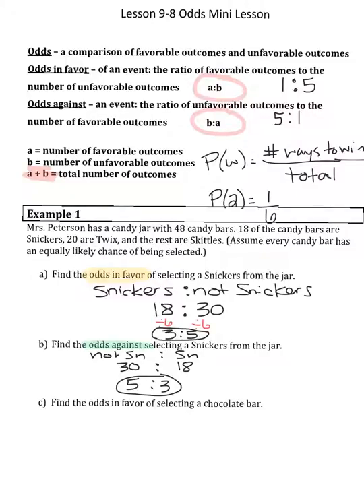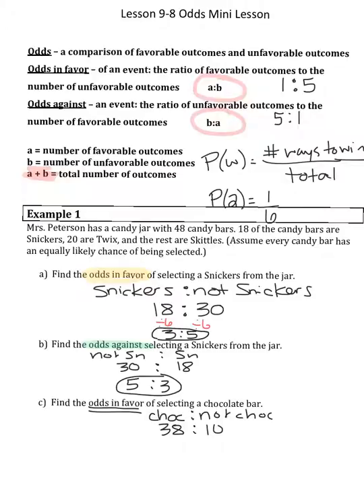Okay, let's try another one. Find the odds in favor of selecting a chocolate bar. Since it says odds in favor, we want to know how many ways can I select a chocolate bar to not getting a chocolate bar. So chocolate bars here, well, both Snickers and Twix are chocolate. So how many ways can you select a chocolate bar? Add those together, 38. How many ways can you not select a chocolate bar then in the candy jar out of the 48 candy bars? If 38 are chocolate, 10 must be Skittles.